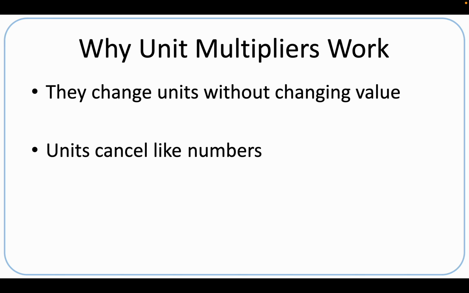And why do unit multipliers work? Well, they change units without changing the value. And the units will cancel just like numbers do. So in that previous example, how we had feet and we're converting to miles, the feet canceled out because you had feet in the numerator and feet in the denominator. They cancel out just like numbers do. And that left us with miles for our answer.